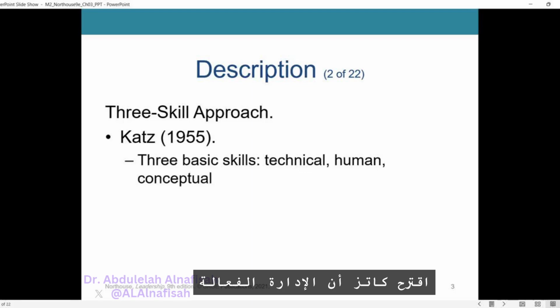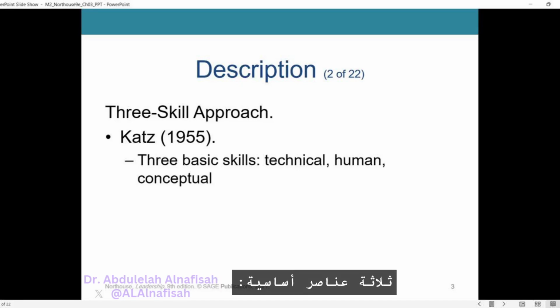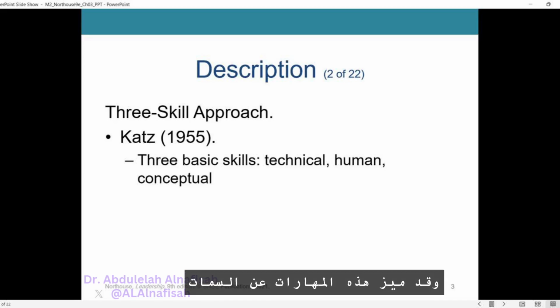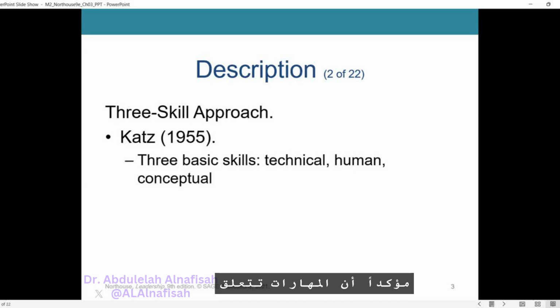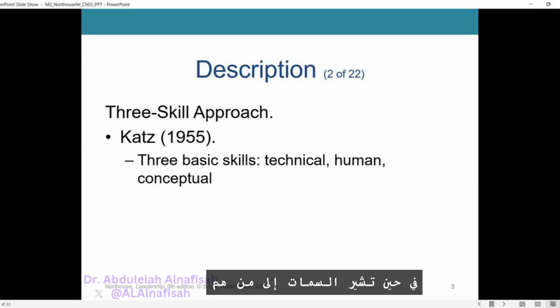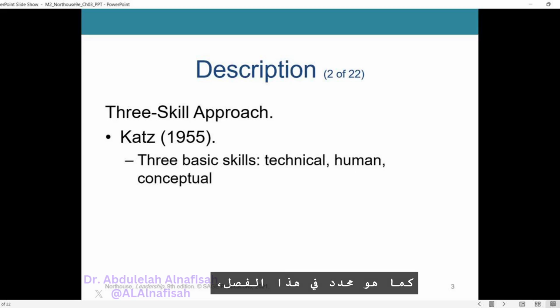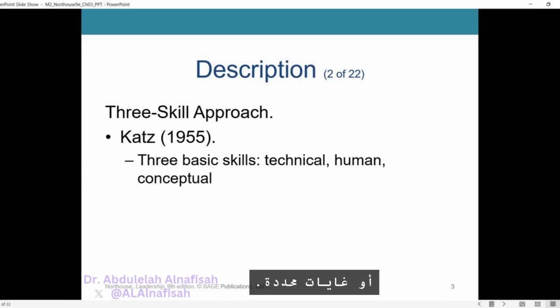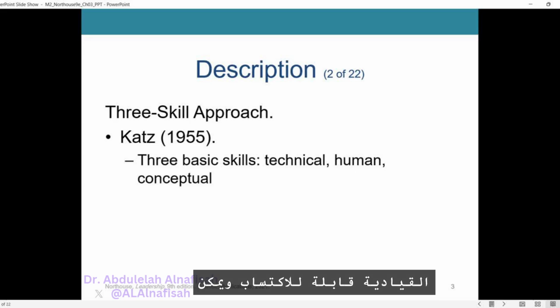Katz, 1955, proposed that effective administration, synonymous with leadership, hinges on three fundamental personal skills: technical, human, and conceptual. He distinguished these skills from inherent traits or qualities of leaders, asserting that skills are about what leaders can do, while traits refer to who leaders are, their innate characteristics. Leadership skills, as defined in this chapter, involve leveraging one's knowledge and competencies to achieve specific goals or objectives. The chapter demonstrates that these leadership skills are acquirable, and leaders can undergo training to enhance and develop them.